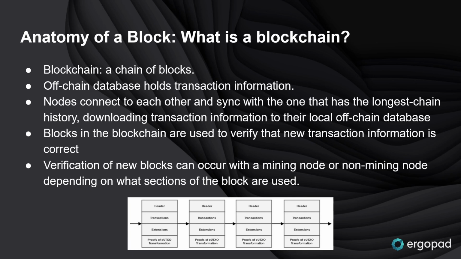Like the mempool, for example. Then blocks in the blockchain are used to verify that new transaction information is correct. So any transactions that are included in a block that is mined, and that's part of the blockchain, is a legit transaction. And verification of new blocks occurs with a mining node or non-mining node, depending on what sections of the blocks are used. So we're going to cover at a high level what these different sections are: the header section, the transaction section, the extension section, and the proofs of EUTXO transformation section.